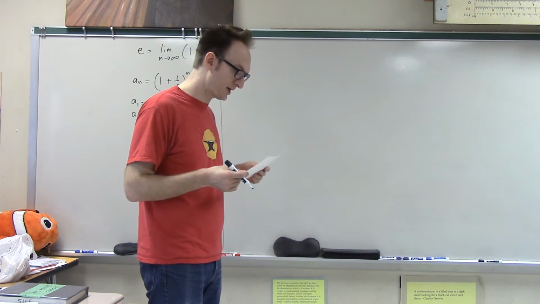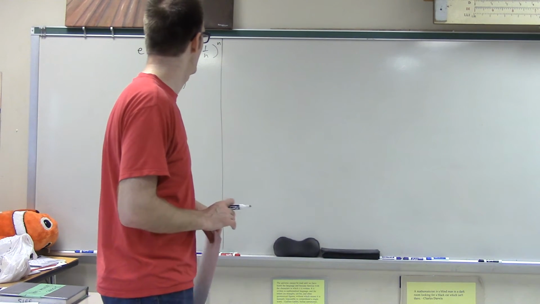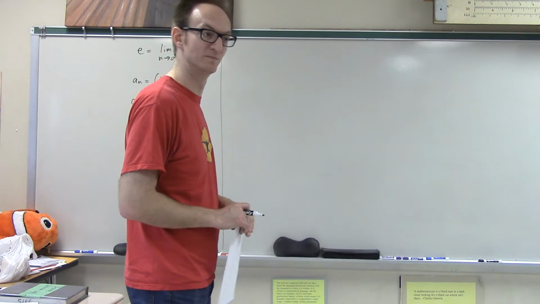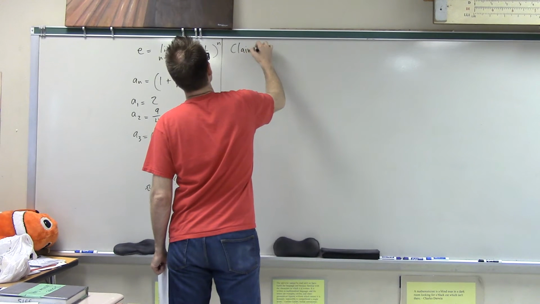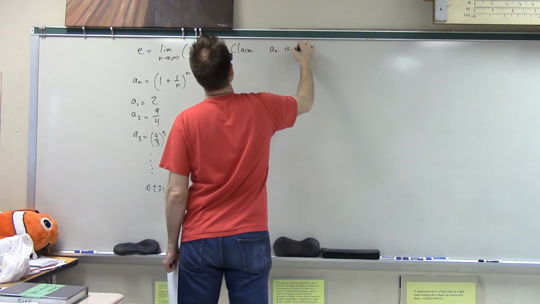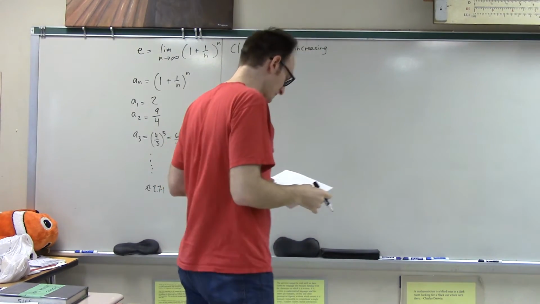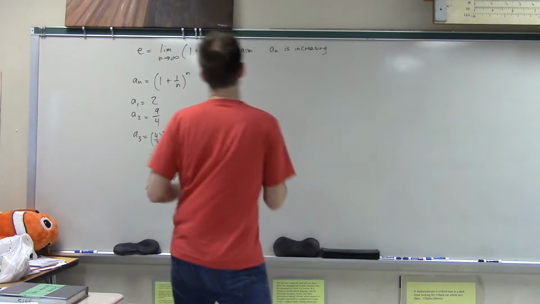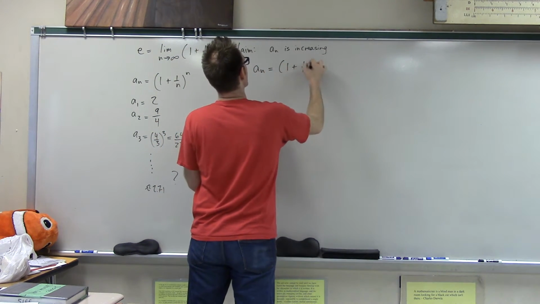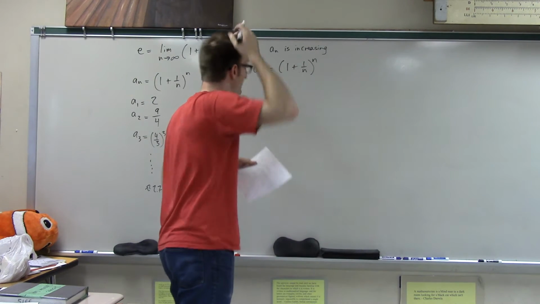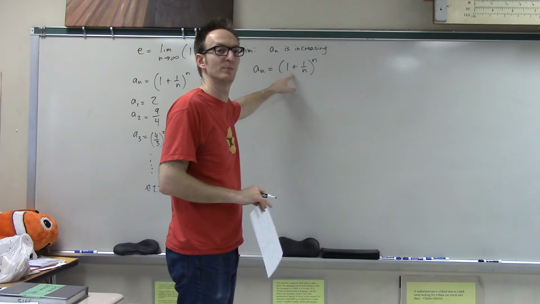Okay, what are we going to do? First, I'm going to prove, never mind why, that this sequence is increasing. That seems important. Okay, so claim: A_n is increasing. Well, let's do it. Here's what we do. We take this sequence, which is (1 plus 1 over n) to the n, and the only thing I really can do with this is apply the binomial theorem.